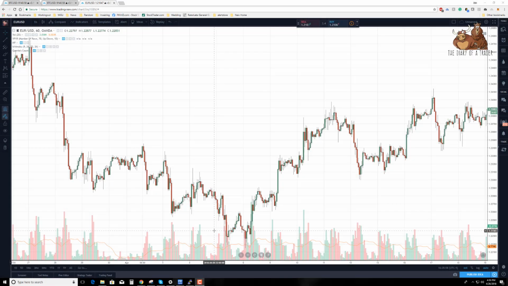Now pivot points are pretty common. They're probably one of the first things that new traders learn about, along with moving averages and Bollinger Bands and the MACD, or the moving average convergence divergence indicator.